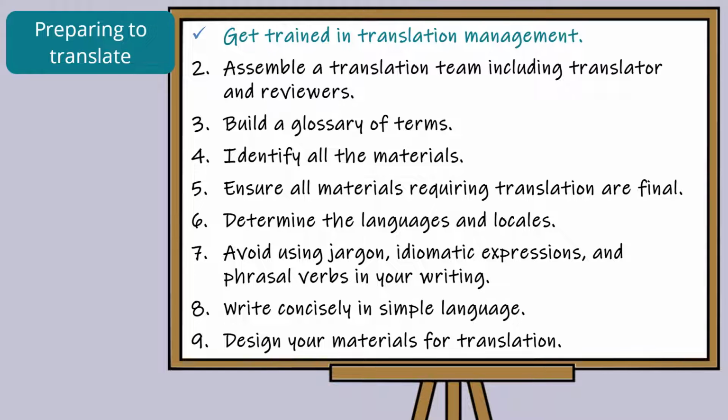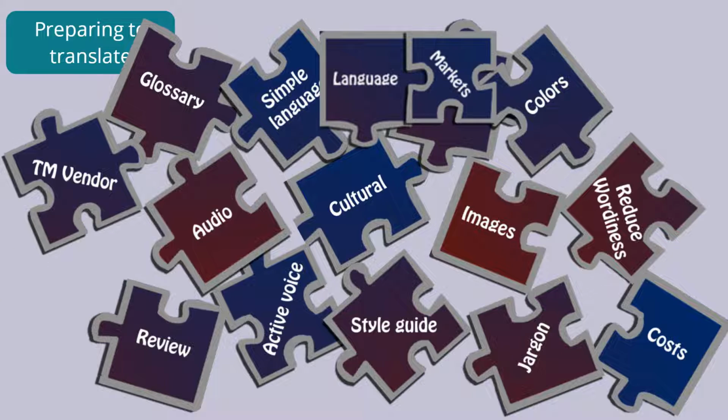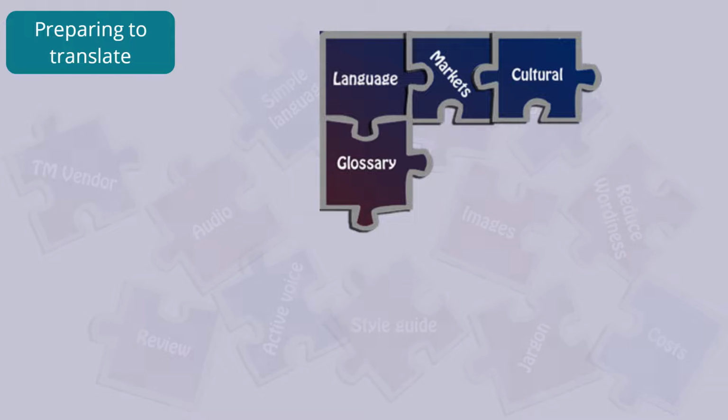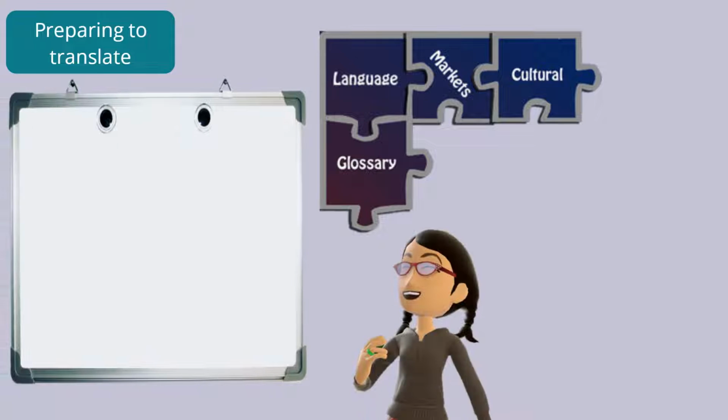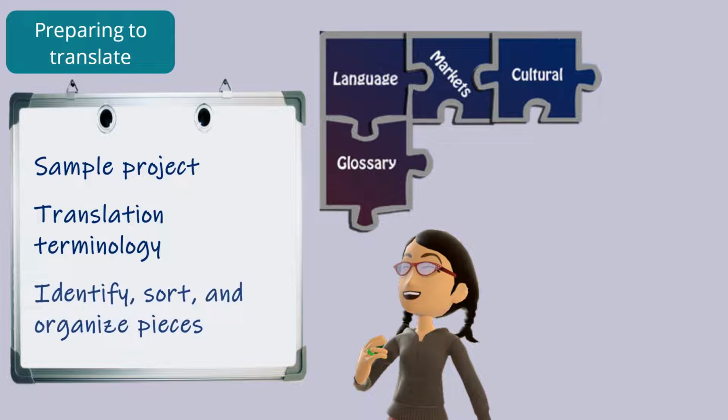Preparing to translate addresses items 3, 4, 5, and 6. The specific pieces you must organize and plan for are language, markets, culture, and building a glossary. You will be introduced to a sample project, learn the terminology associated with translation, and learn how to identify, sort, and organize all the pieces required for a successful translation.